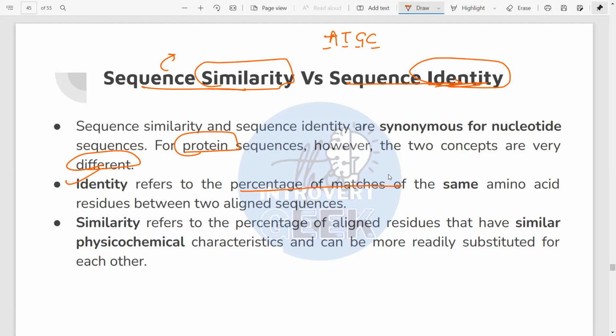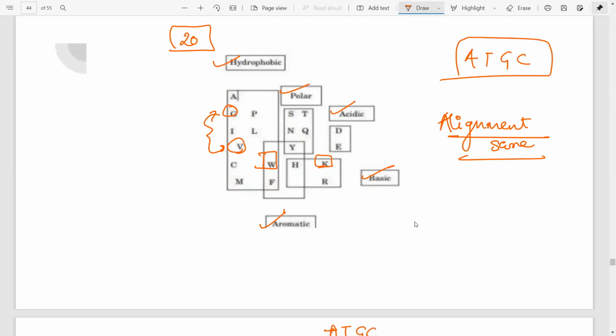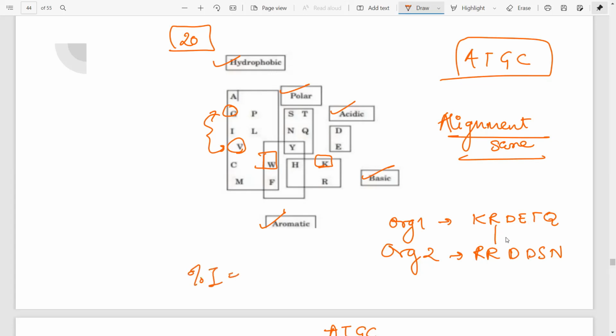Say you have sequence 1 and sequence 2, the protein sequence of organism 1 and organism 2. If you have, say, in organism 1, the sequence KRDETQ, and in organism 2, it is RRDDSN. Okay, now when you align for the percent identity, you will say this is identical, nothing else is identical. So out of 6, 2 are identical. So your percent identity would be 1 by 3 into 100, right?